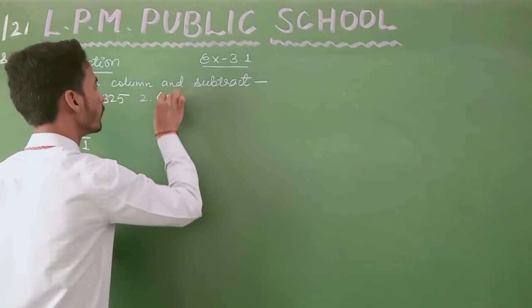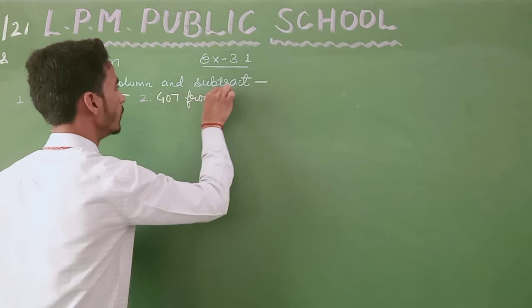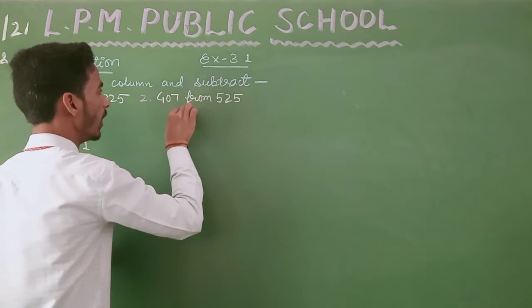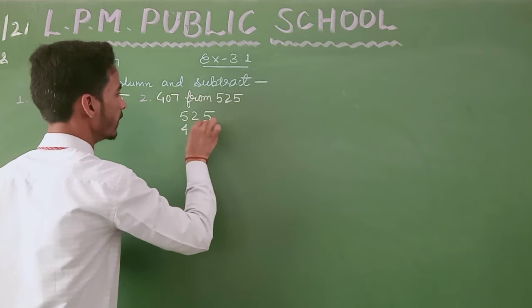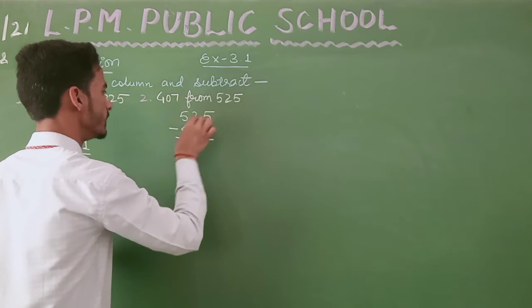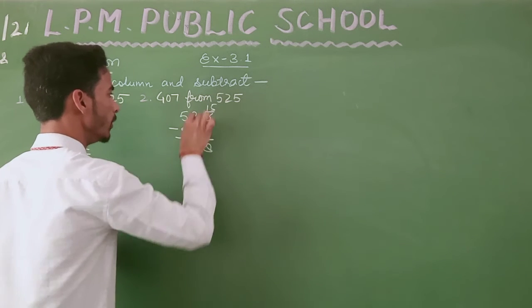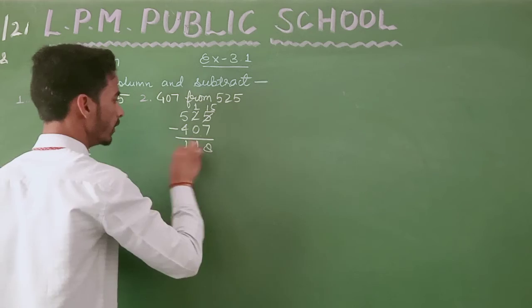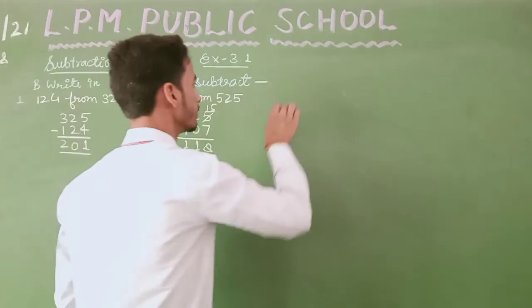Question number 2 is 407 from 525. So 525 minus 407. 15 minus 7, 8, and here will be 2. 1 minus 0, 1. 5 minus 4, 1. That is 118.